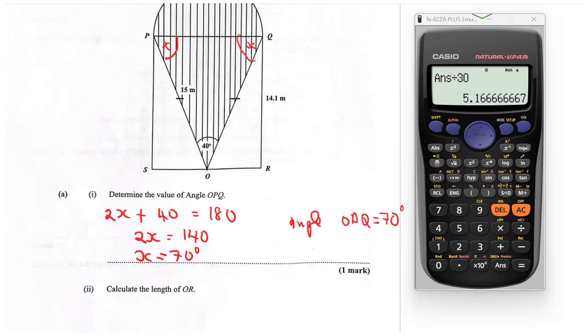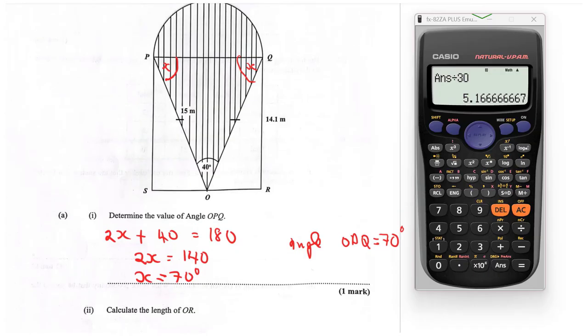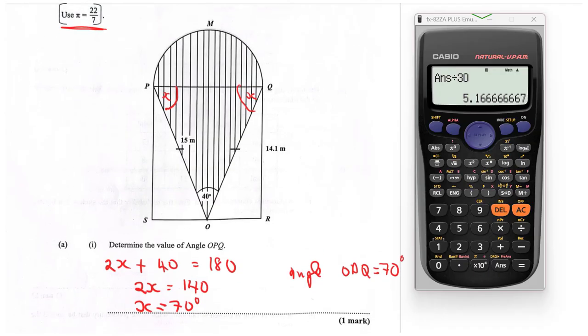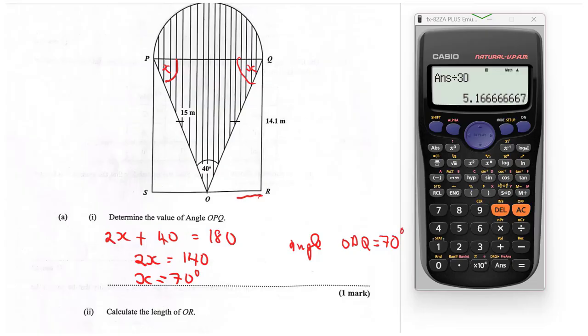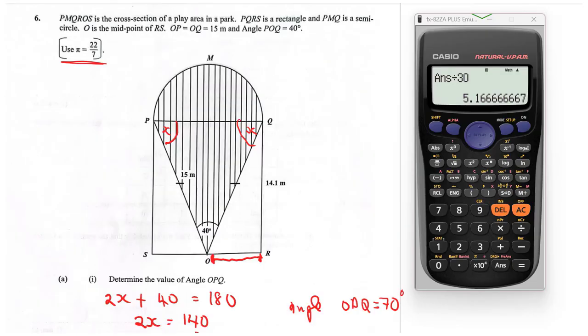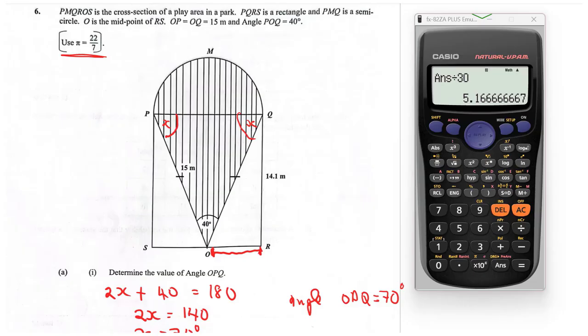Now, here it says calculate the length of OR. So let's look for OR. So we need to find the length OR, that is right, this section right here. Now, in order to find the length OR, we can use the Pythagoras theorem because we have a right angle triangle here. So that's the right angle triangle. We have one side, which is 14.1, and the next side is 15 right here. So we need to find the unknown side right here.